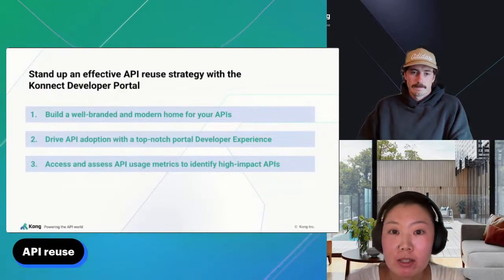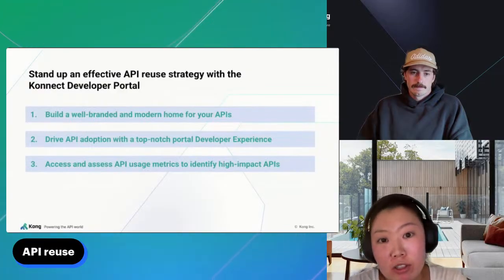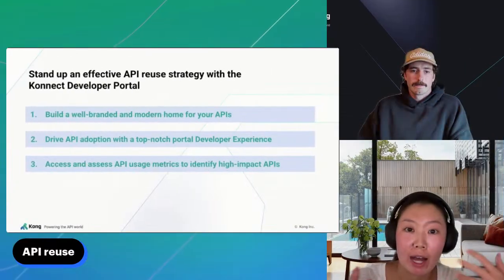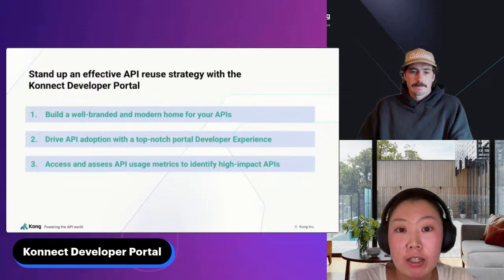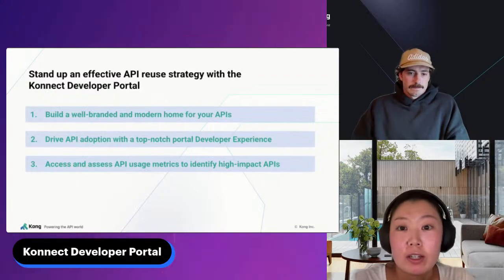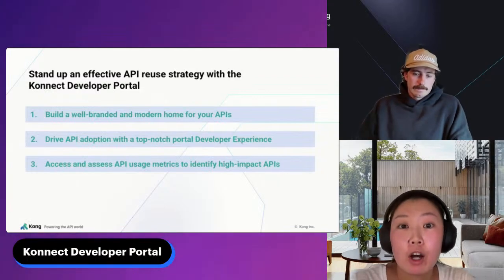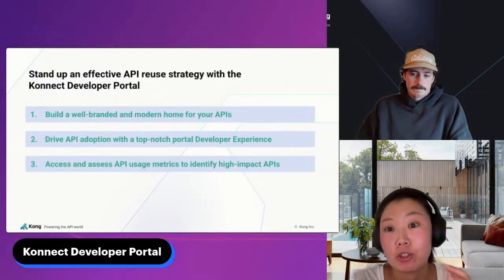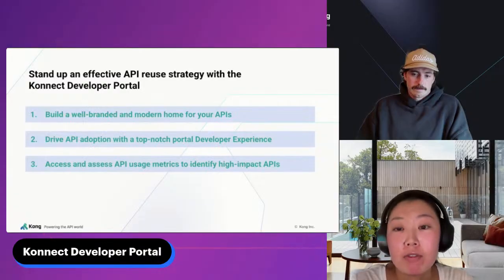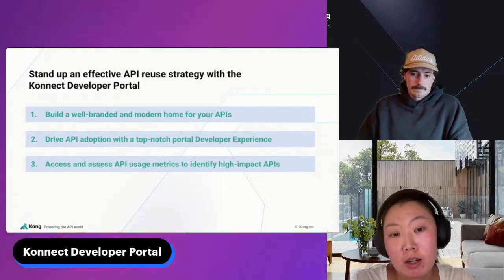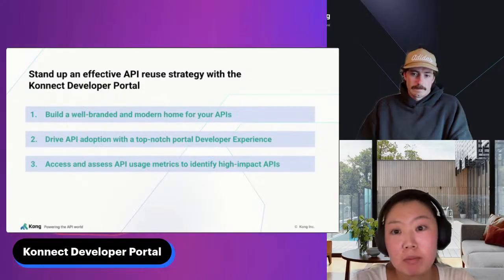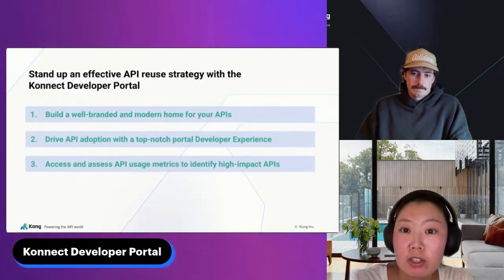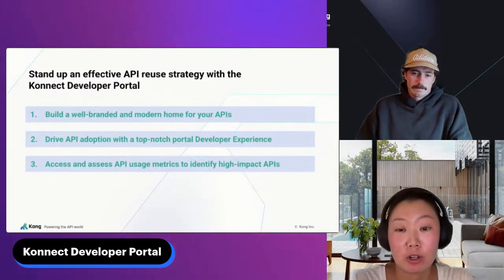So how do you do this? We like to think of this in 3 general steps, and we'll show you how that happens. So first, you start by building a customized and modern catalog of your APIs. The Konnect Developer Portal is designed to help you quickly stand up a highly customized portal to start your API reuse strategy or journey. And we offer starter templates for teams who want to stand up a portal very quickly, as well as advanced customization options like Markdown and custom CSS and a bunch of other stuff to help you customize to your needs.